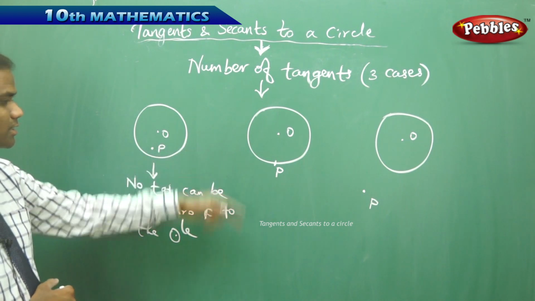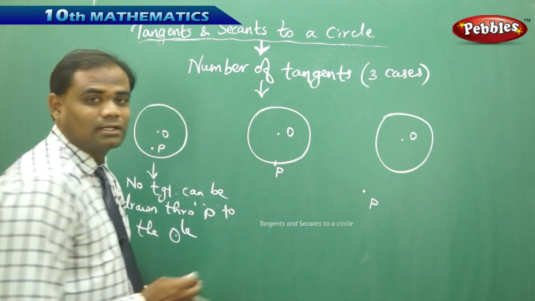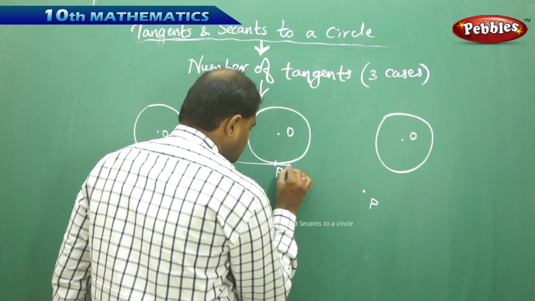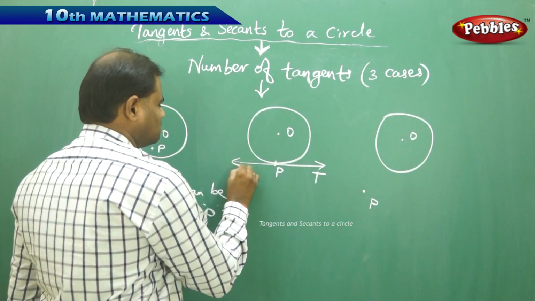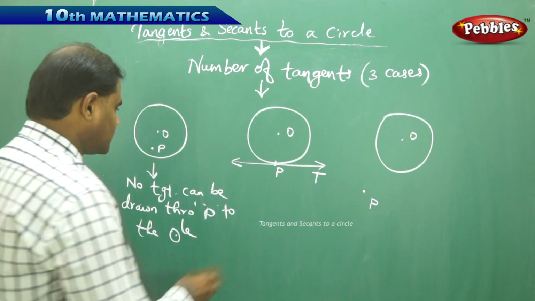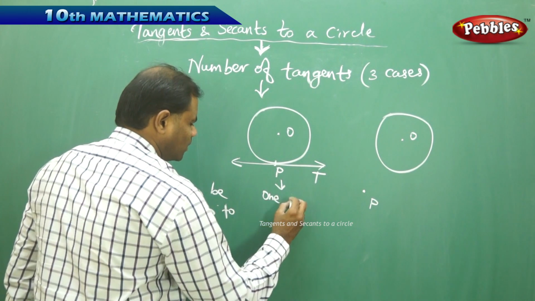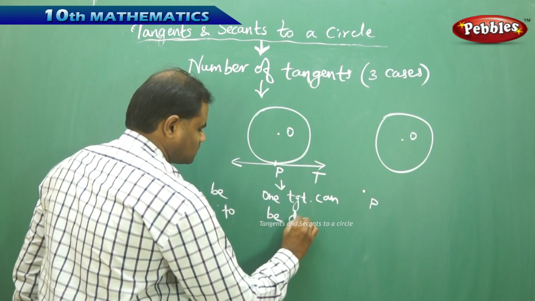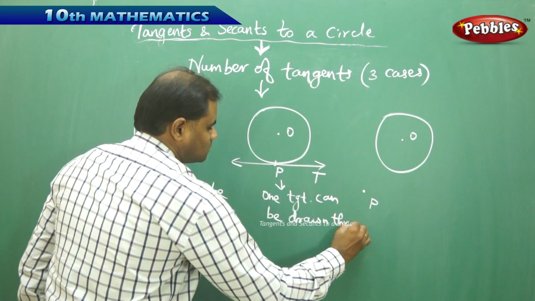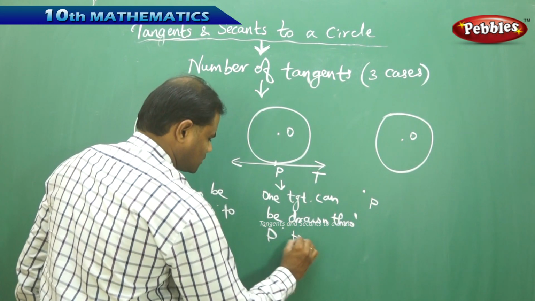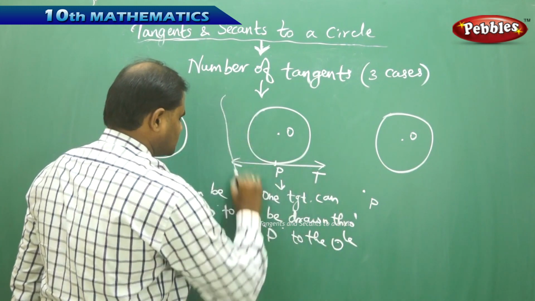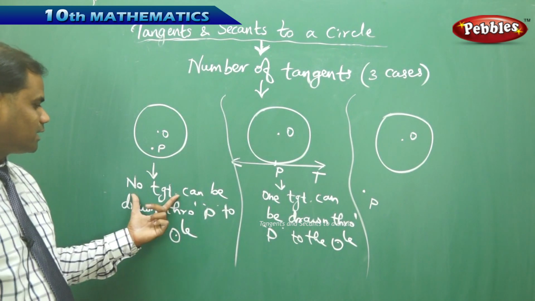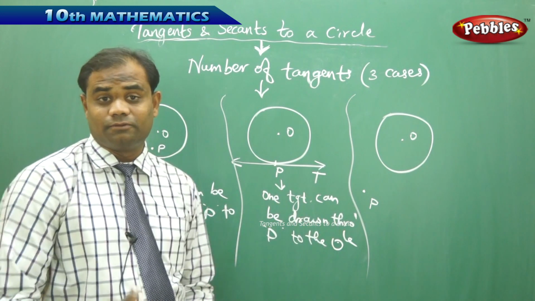Let's shift to the next case where the point P is on the circle. Now in this case, clearly I can see that there is one tangent which can be drawn to the circle passing through P. Therefore, in this case, I have one and only one tangent can be drawn through P to the circle as given here. So, no tangent and one tangent is how we get from the first two cases.